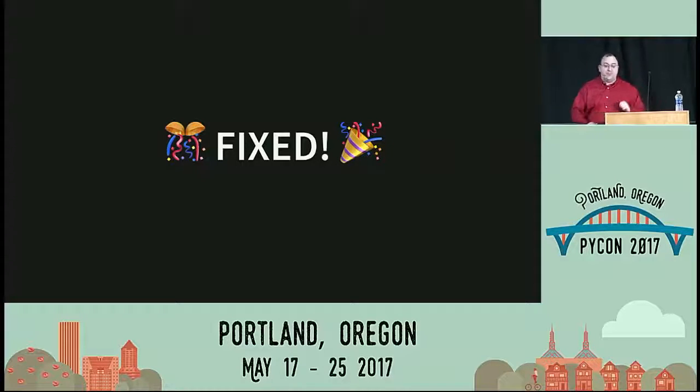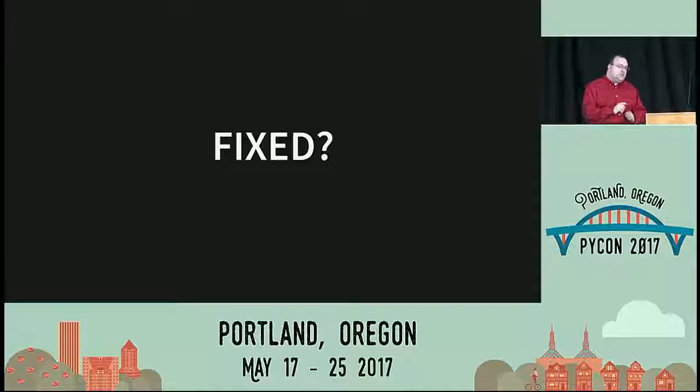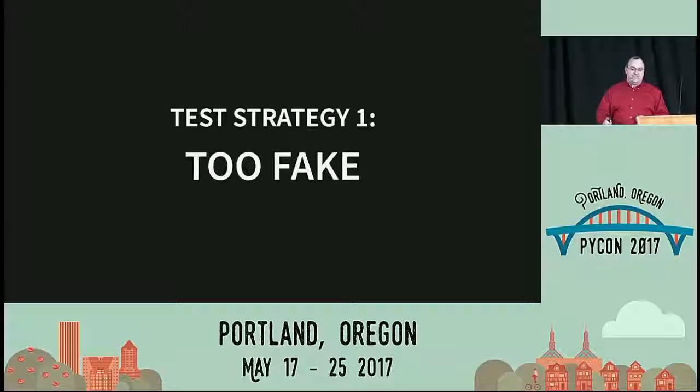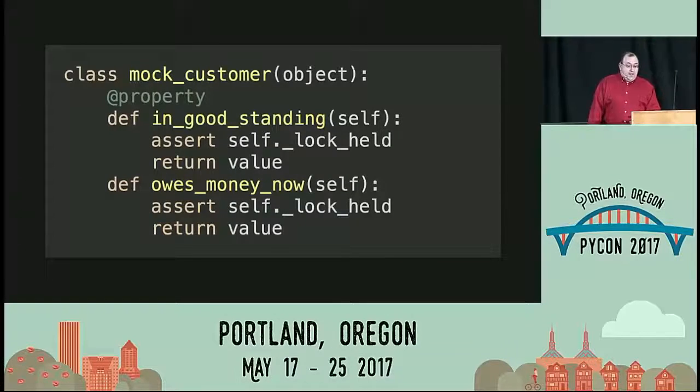Bob runs the code in production, and as far as he can tell, Alice is no longer scamming free game bucks out of the system. But if we want to be sure, of course, we've got to test it. The obvious strategy to test this fix is to use a fake lock with a fake customer. So in the fake customer, you can check if the fake lock is being held. Such a mock customer might look like this. All good. We got a flag. We just check to make sure that it's held in the relevant places.